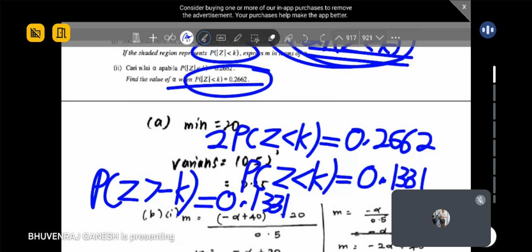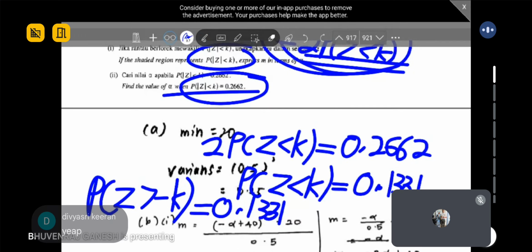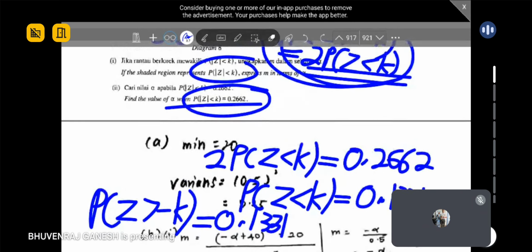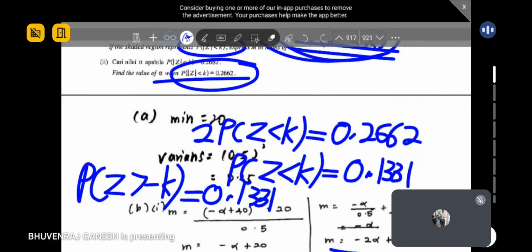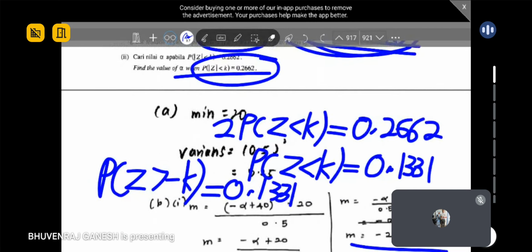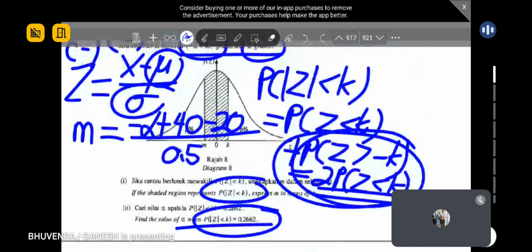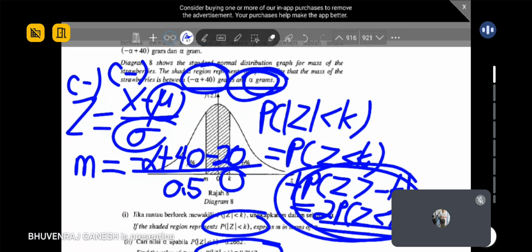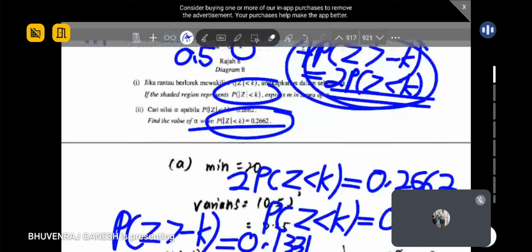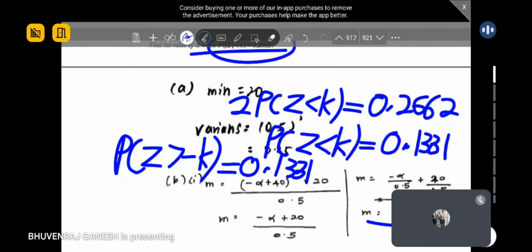Okay? Do you all get it? Boleh dapat kan? Okay. So now, you can start to solve for your value of alpha. Okay, over here, they ask you alpha, right? So you must change your equation a bit. Okay, so over here, your K is actually your Z score, and K is actually equal to alpha. Am I right, guys? So tadi m sama dengan negative alpha plus 40. So now your K is actually the alpha. Okay, because bila guna jadual normal, kamu kena ingat, guys.